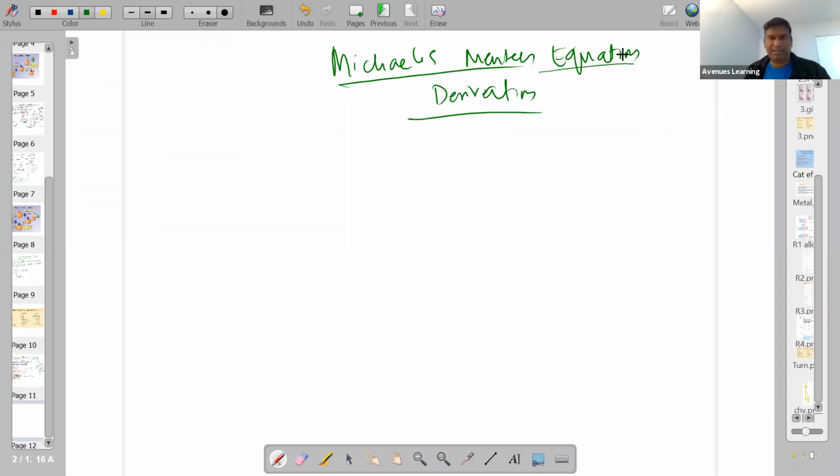Okay, so how this equation came into existence, and basically the Km and Vmax relation came from this equation. The Michaelis-Menten equation provides a quantitative relationship between the substrate concentration and the rate of the reaction.